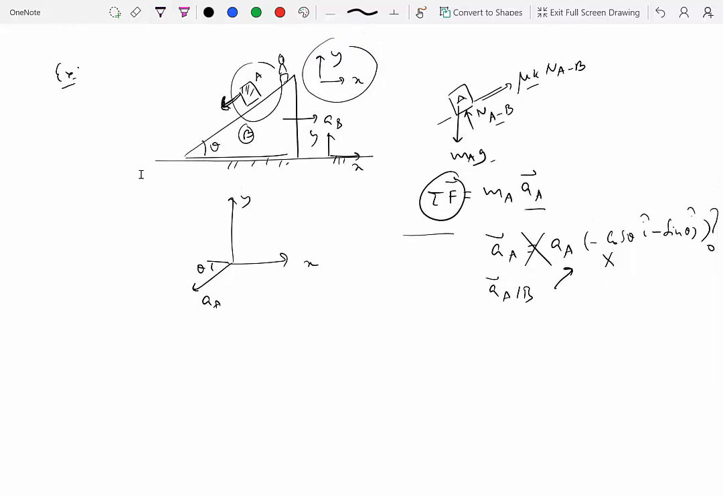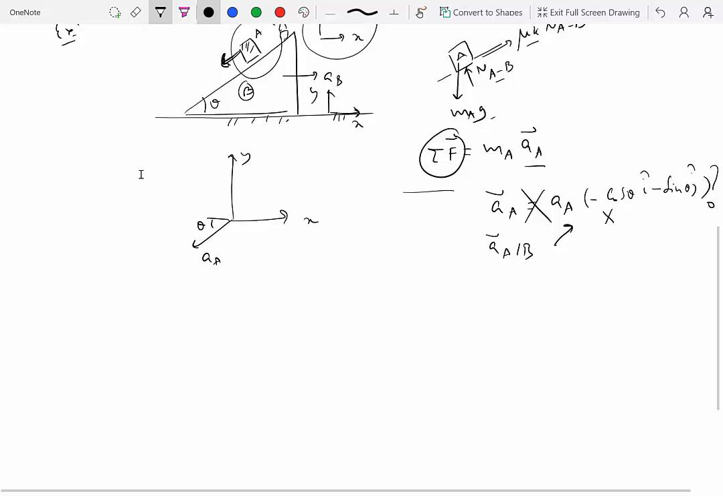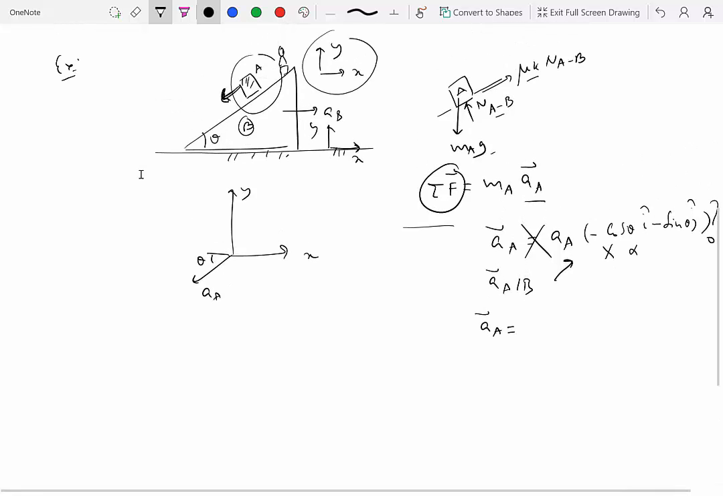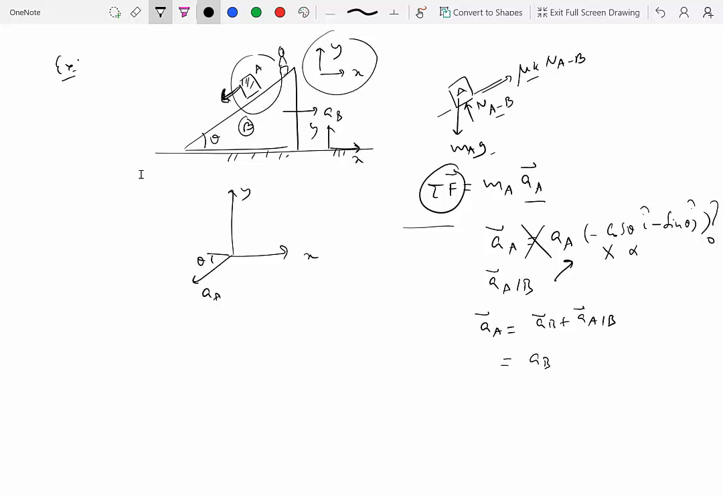So coming back to this problem, you would have to really attach your reference frame to either a constant linear velocity object or to a fixed object. If you do that, then the acceleration of A would not be equal to what you have written over here, but acceleration of A would be equal to, now you would have to use the relative acceleration formula, the acceleration of B plus the acceleration of A relative to B. And acceleration of B is clearly along x direction, so that would be some magnitude times i hat plus this quantity, which you would write from here.